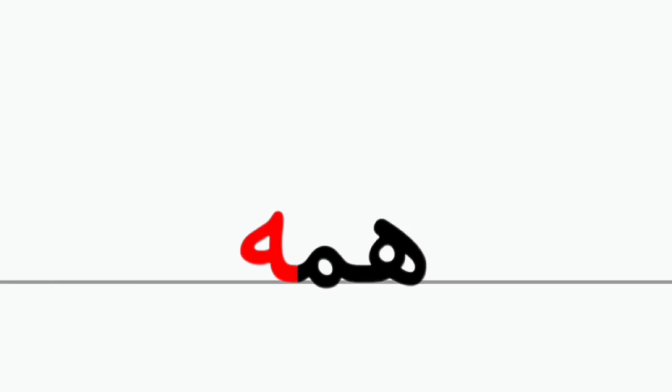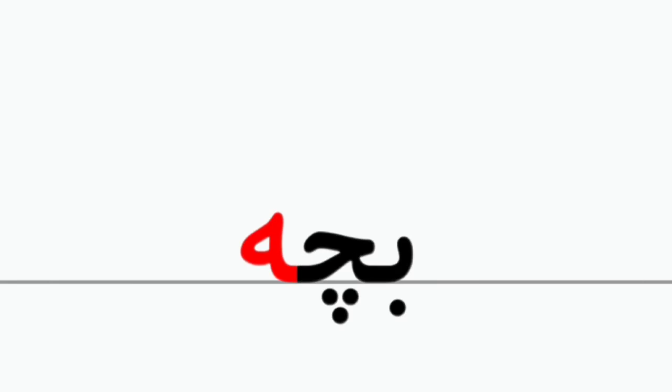And the first word is parvane, which means butterfly. As you see, letter he makes the sound e, and it joined the letter before it, which is nun. Parvane. This word is hame, which means everyone. Again, here it makes the sound e, and has joined the letter before it, which is letter mim. The next word is bache, which means kid. Here again, it makes the sound e, bache, and has joined the letter before it, which is letter che.